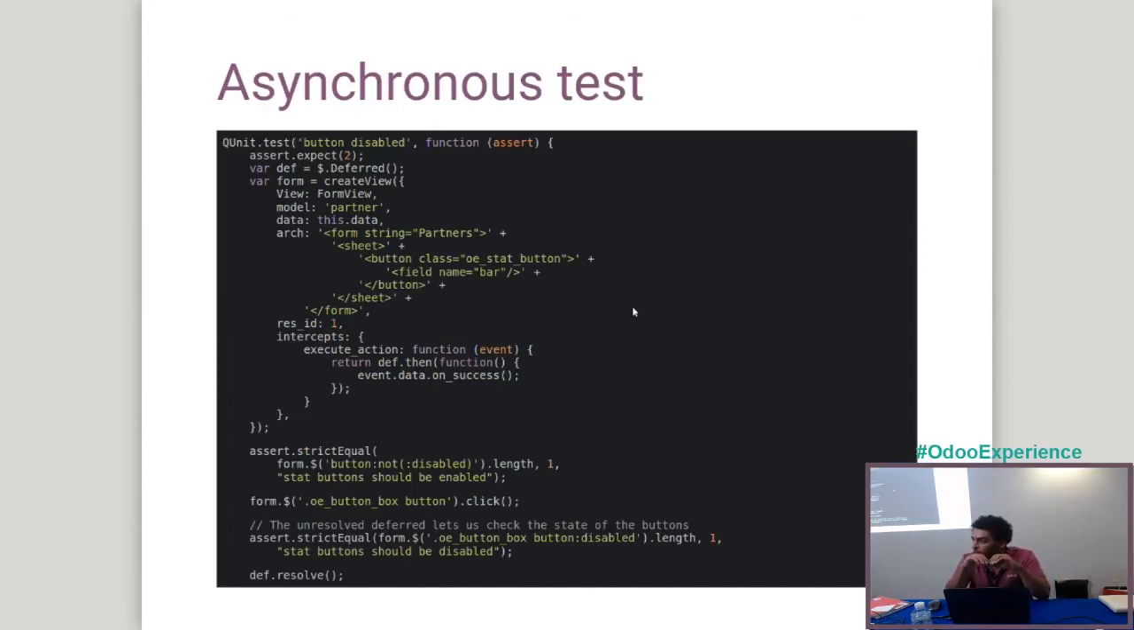Now, a little bit more complicated case is the asynchronous one. So here, I have a form view with a button. You know that in the web client, when you click on a button, the time that the action is done by the button, it is disabled. So I want to test this, but since the tests are synchronous, I want to simulate the asynchronous part. So I create a deferred. I verify that my button is enabled, then I click on it, then I verify that the button is disabled, and only then I resolve the deferred, which will here trigger the on success. So this can mimic all the asynchronous behavior that you have in Odoo.